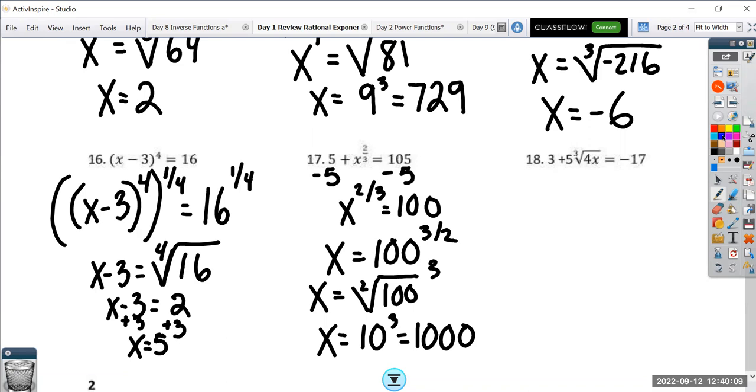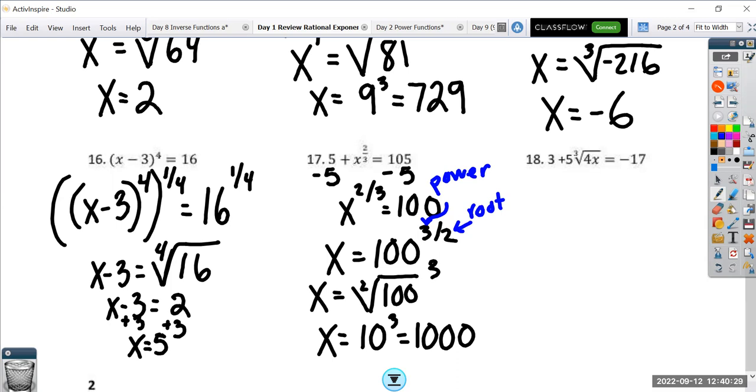Just to really drill that in, our top number is what we're taking the power of, and our denominator is what we're going to take the root of. If we know what the root is, we should do that right away because it makes our number smaller and easier to take that power.